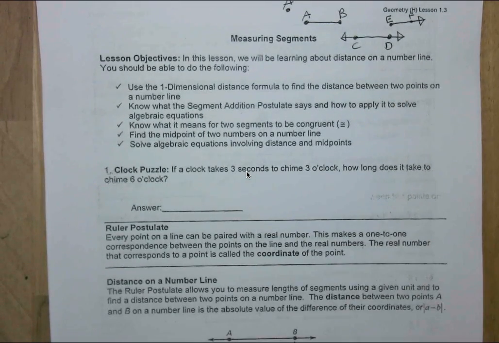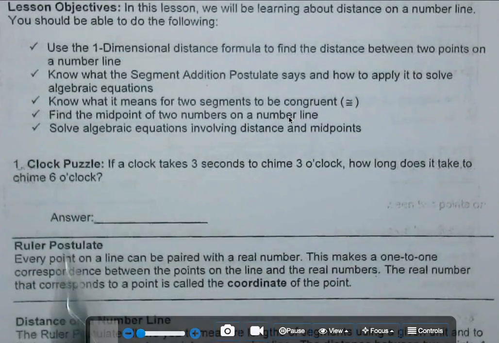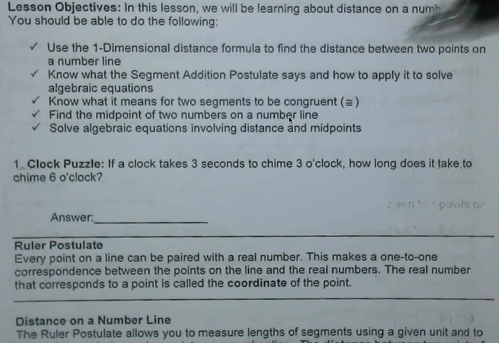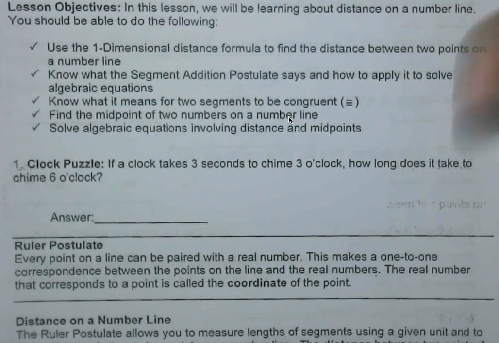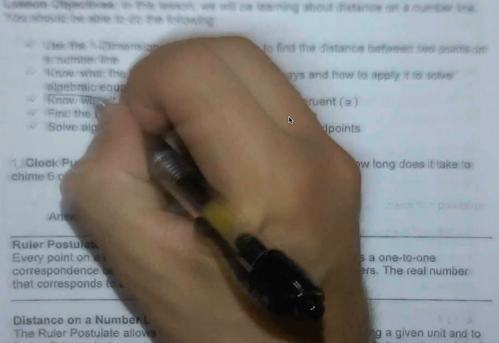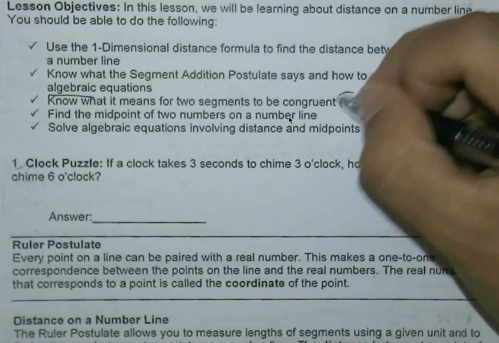We're now measuring some of these segments using numbers, which I think is really great. We will be thinking of these in one dimension, just from left to right versus up and down, to find the distance between 2 points on a number line. We'll see the segment addition postulate and how we can combine segments that add together, creating a bigger distance, using a little bit of algebra in there. You still remember that, right? We will take a look at what it means for two segments to be congruent using this new symbol here.